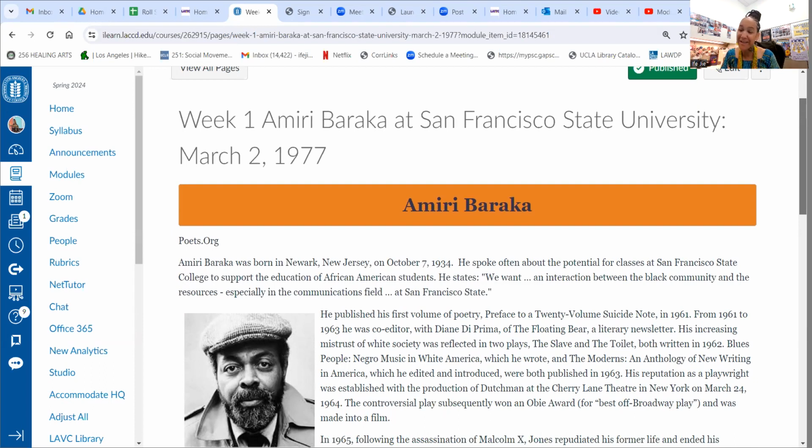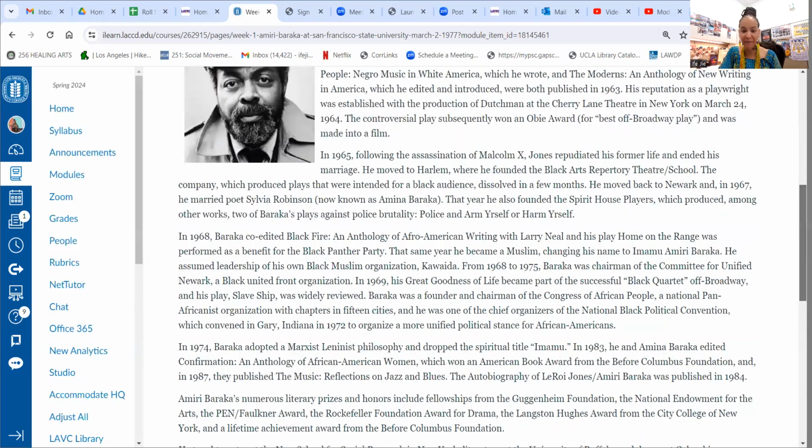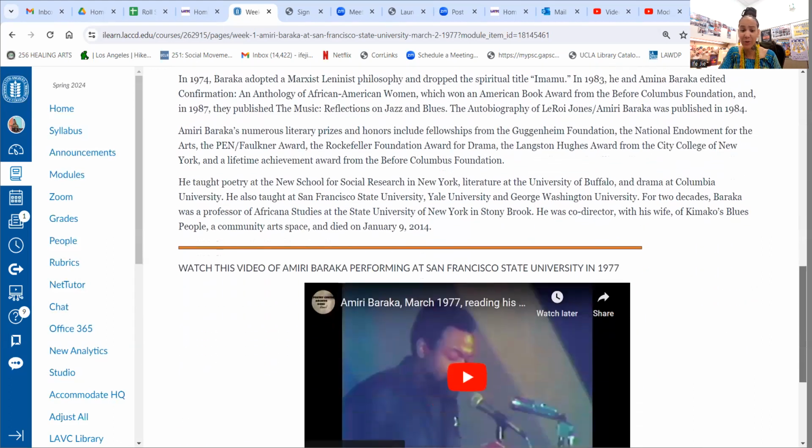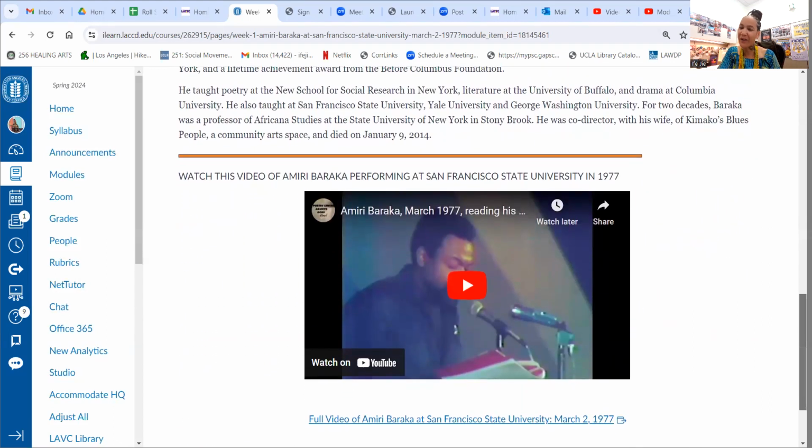So as you understand the fight for Black studies, you also have to understand that it comes out of a spirit of protest, a spirit of resistance, a spirit for the fight of liberation. And so Amiri Baraka becomes an absolute big voice at this time period. And so I introduce you to Amiri Baraka, give you a little bit about his story. And then there's a really cool video of him.